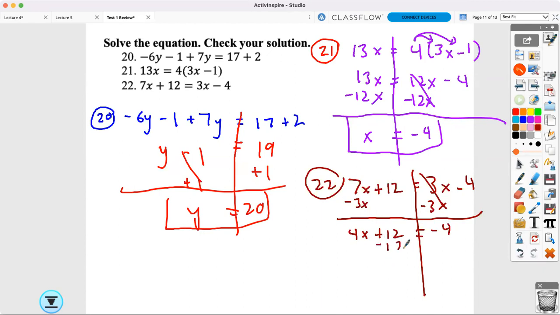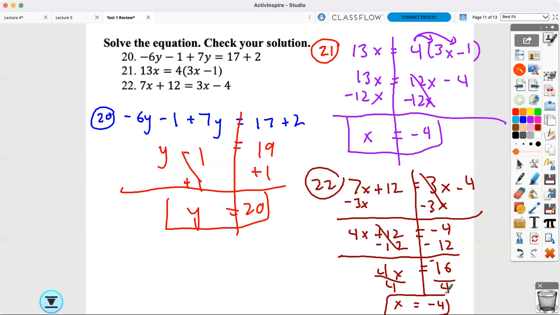Then we subtract 12 on both sides, right? Because we want to get x by itself. So bring down the 4x equals negative 4 minus 12 is negative 16. Then we divide both sides by 4, so we get x equals negative 4. And we're done.